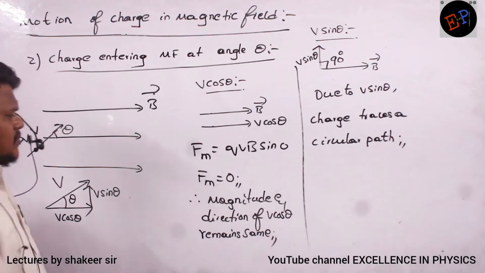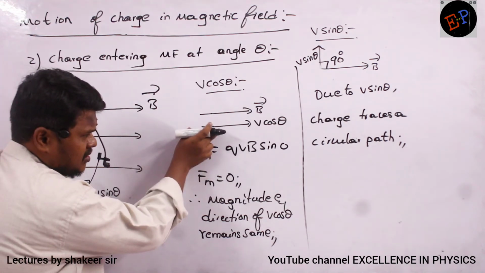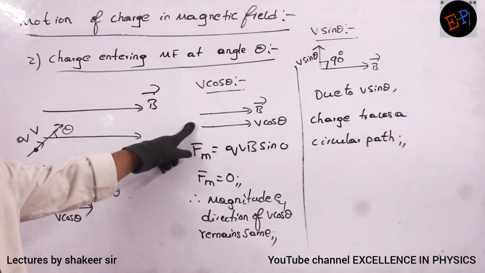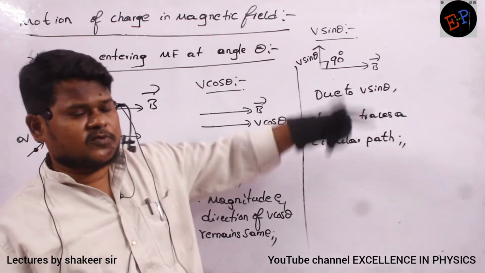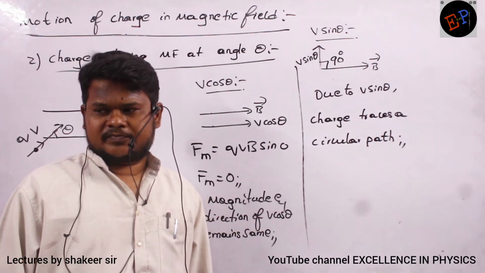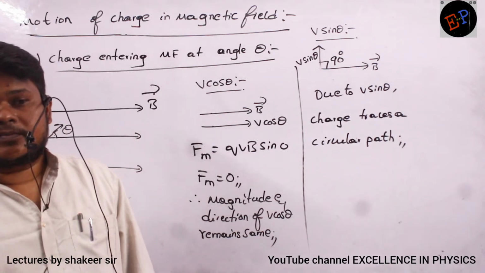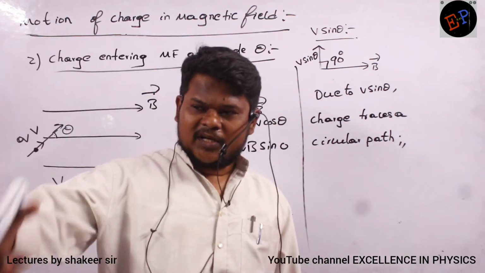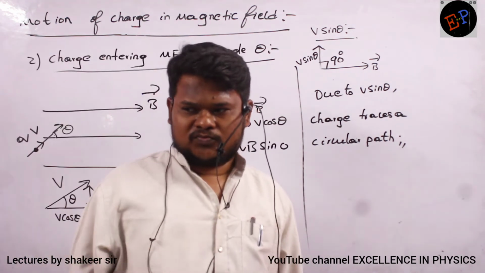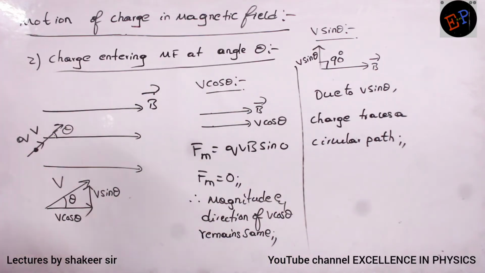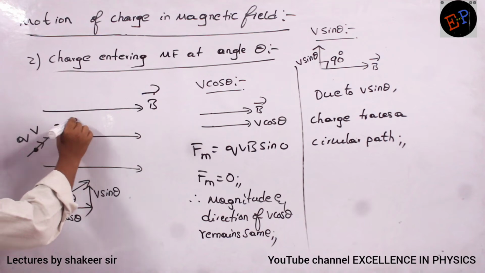Now listen. Because of v cos theta, the charge moves in a straight line, because this is not affected. And because of v sin theta, it moves in a circular path. Can you combine those two motions? The charge should move in a straight line, and similarly it should move in a circular path also. That kind of path is called a helical path. How it moves is, it moves like this.